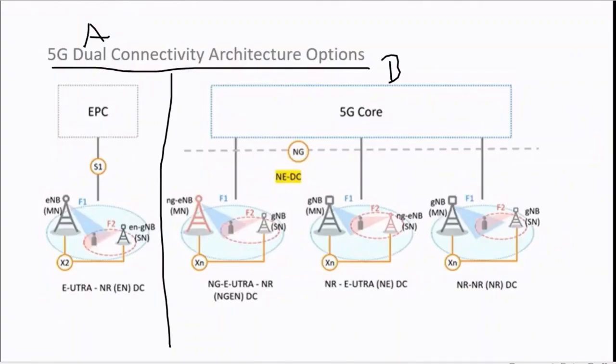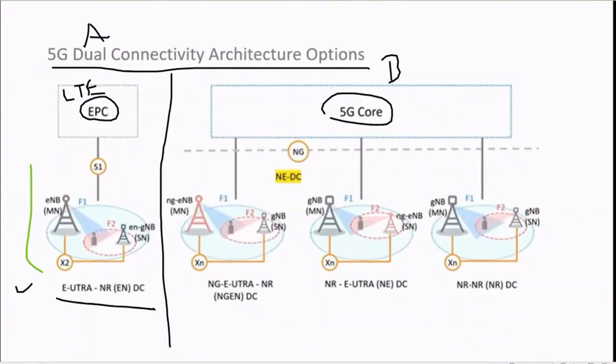This is EPC, and you can see here in this part, I'm using the LTE core, which is EPC, right? LTE core. And here I'm using the 5G core, right? So in the first part, right now I'm talking about this thing, which is called E-UTRA. Let me change the color. Maybe I can put here the green color. So right now I'm talking about this part. Okay. So the first one is EN-DC, right?